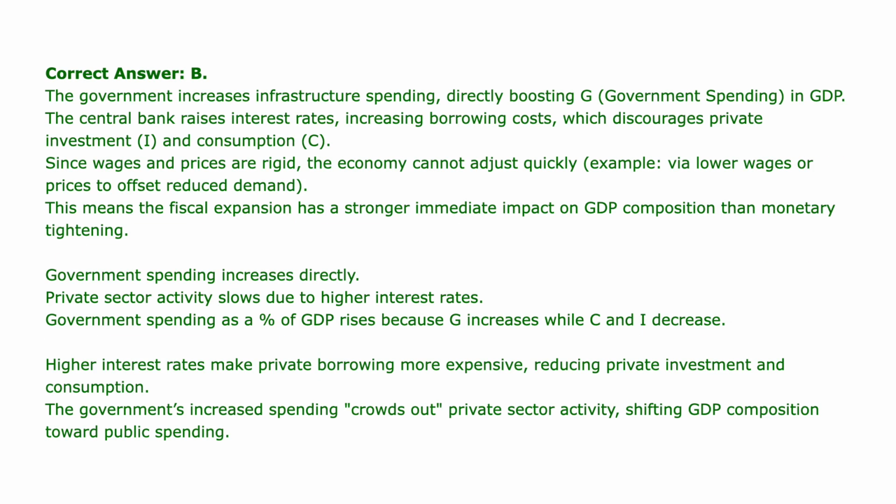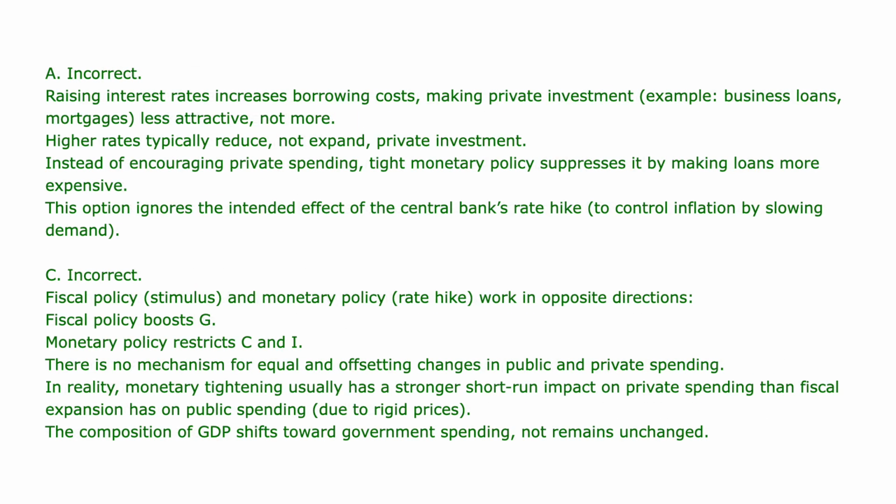Fiscal stimulus raises government spending, G, while monetary tightening raises borrowing costs, reducing private investment, I, and consumption, C. With wages and prices rigid, the immediate effect is a shift in GDP composition toward government spending as private activity slows. A. Higher interest rates discourage, not expand, private investment. C. Public and private spending do not rise equally. Fiscal expansion boosts G, but monetary tightening suppresses C and I, so GDP composition changes.